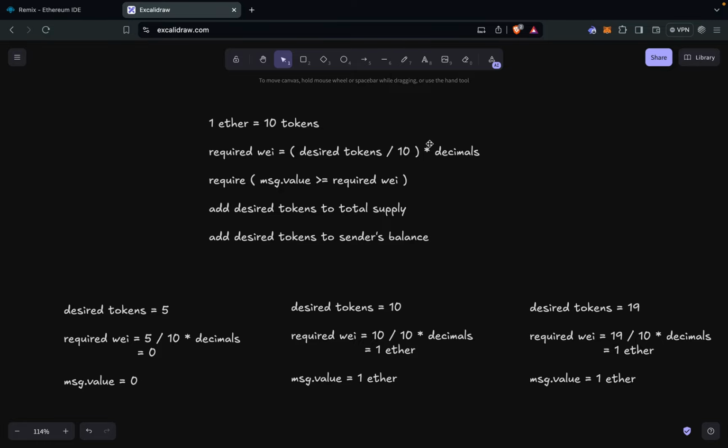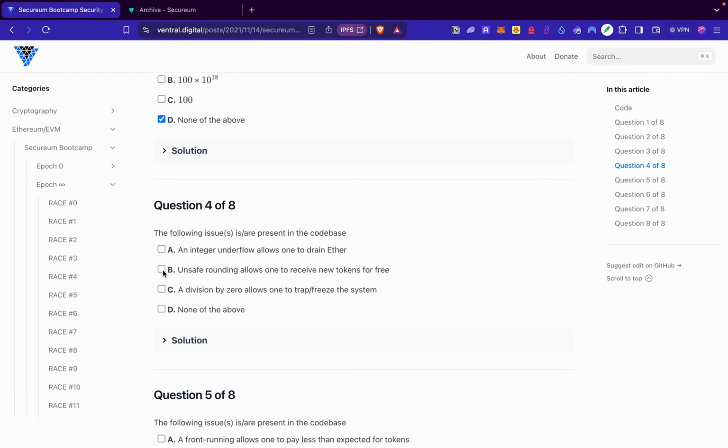So we can easily exploit this logic by sending 1 ether and minting 19 tokens, or sending 2 ether and minting 29 tokens, or sending 3 ethers and minting 39 tokens. So this is true.